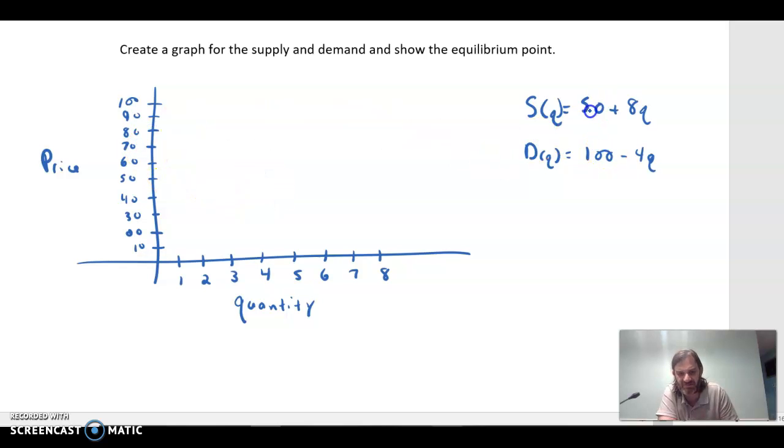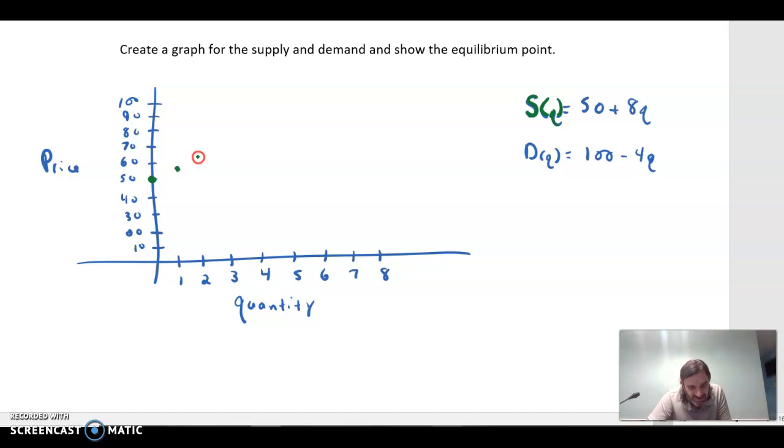In our study of lines, what we have here is the supply, and we'll make it green. It is 50 plus 8Q. So that's a y-intercept of 50, and every time I go over 1, I go up 8. I'm just estimating here. So I go over to about 58 at 1. Then if I go up another 8, that'll be about 66. I'll be over here at 2. And then at 3, 3 times 8 is 24, so I'll be up at 74.